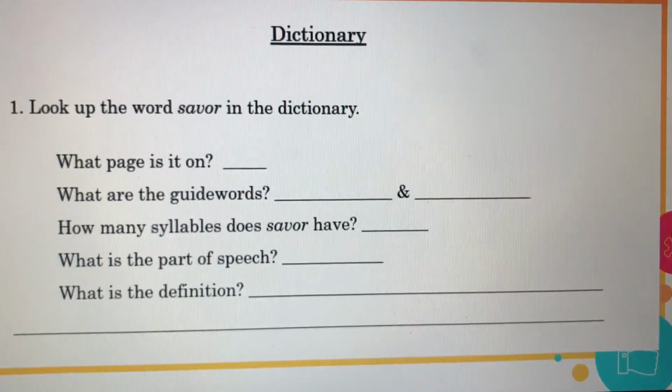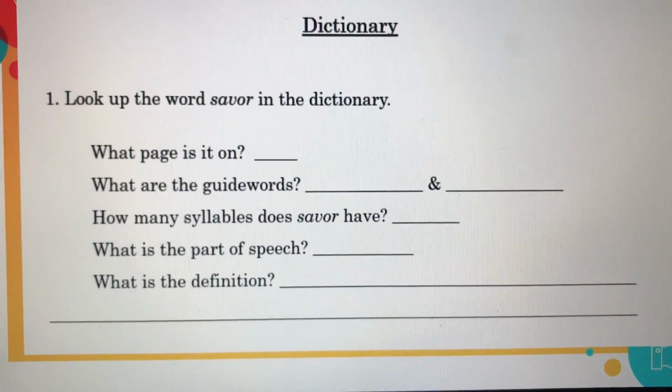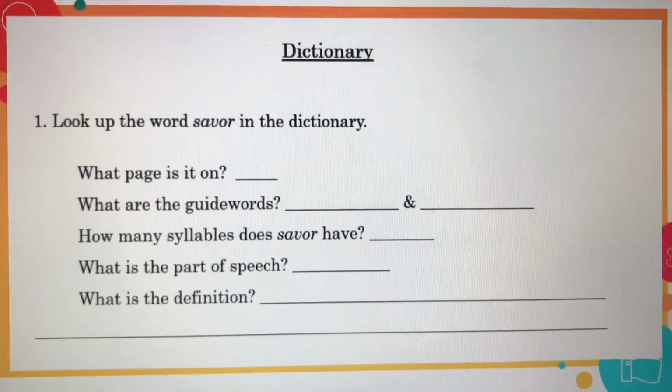What page is it on? What are the guide words? How many syllables does savor have? What is the part of speech? And what is the definition?